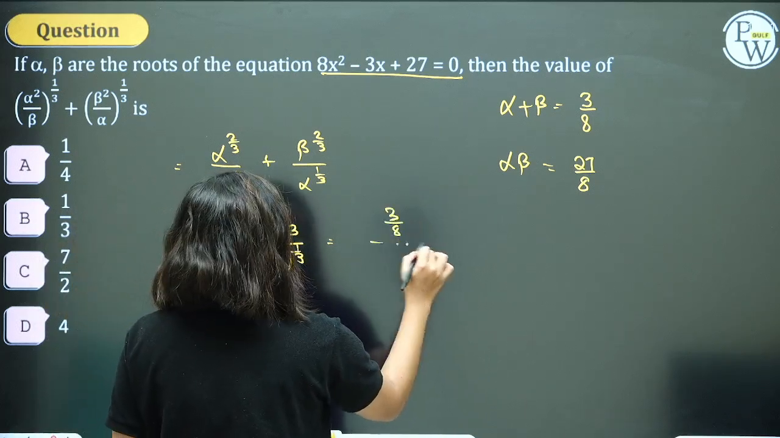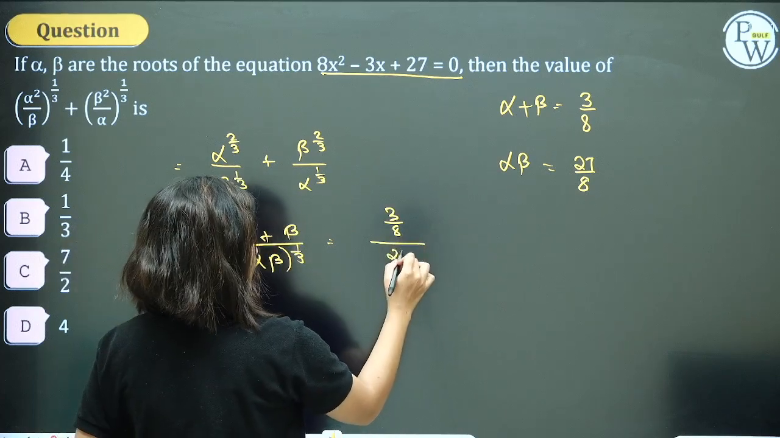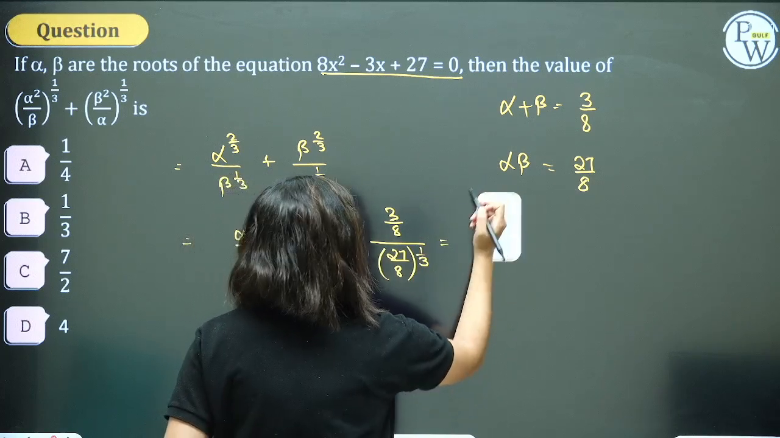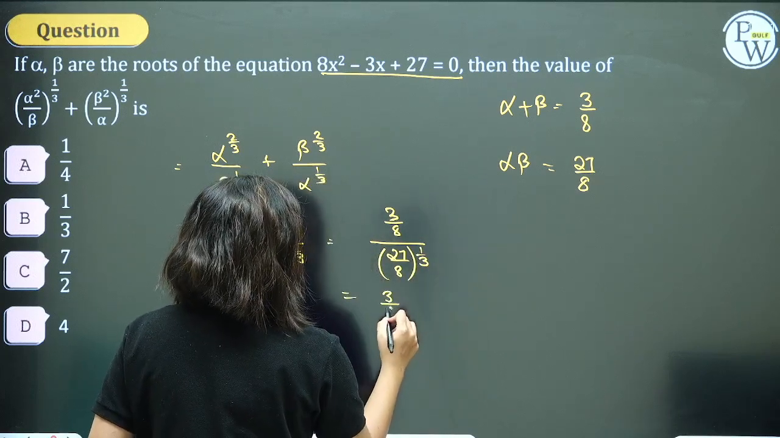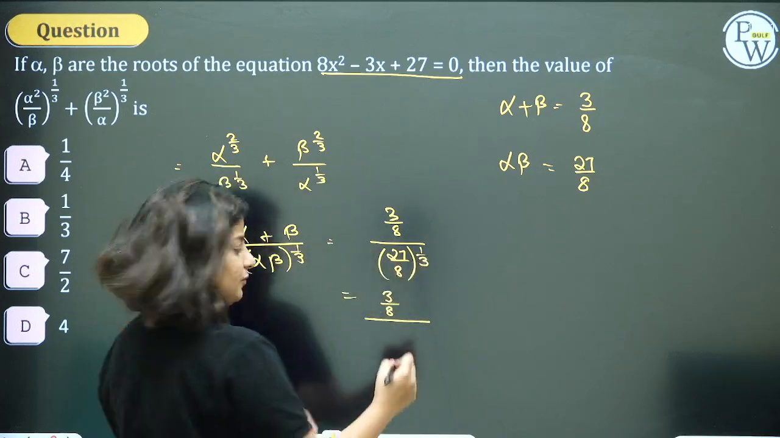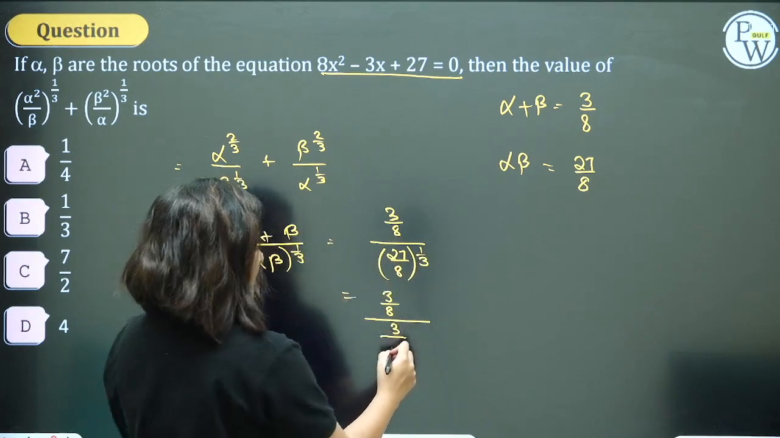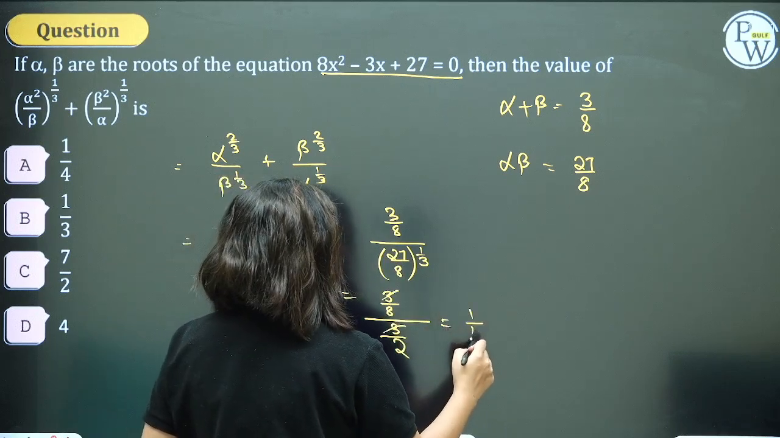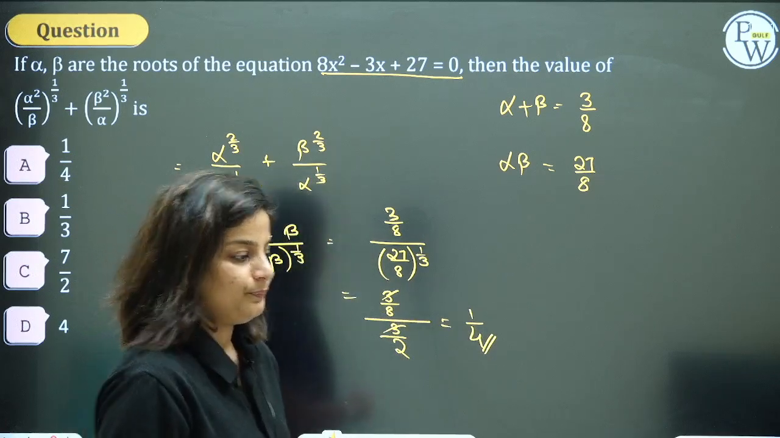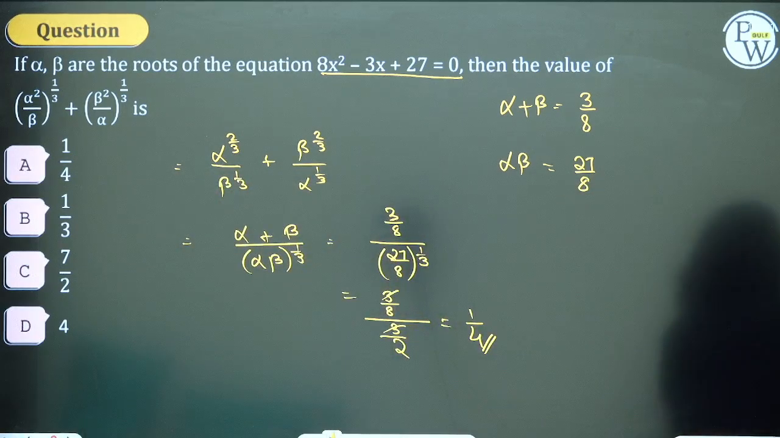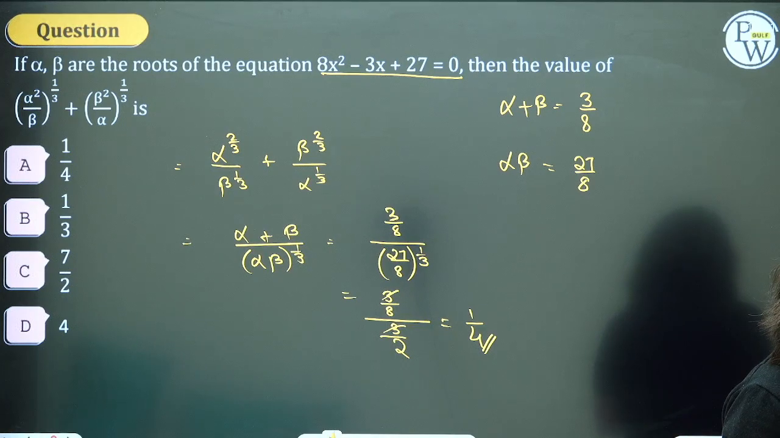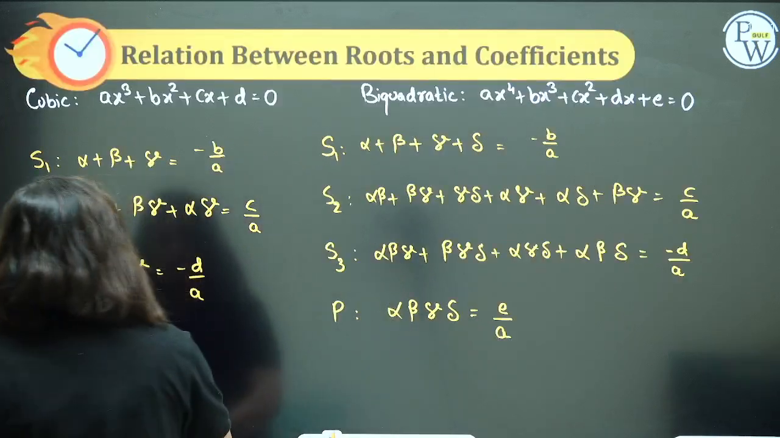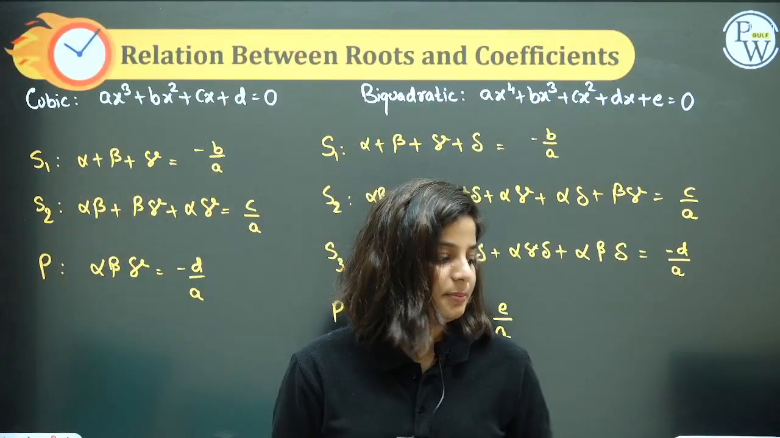3 upon 8, the whole divided by 27 by 8 cube root. That is 3 upon 8, the whole divided by cube root of 27 is 3, cube root of 8 is 2. Can we say that 3 gets cancelled and 2 by 8 is equal to 1 by 4? Very good. Perfect. So now we are understanding what happens with sum of roots and product of roots.